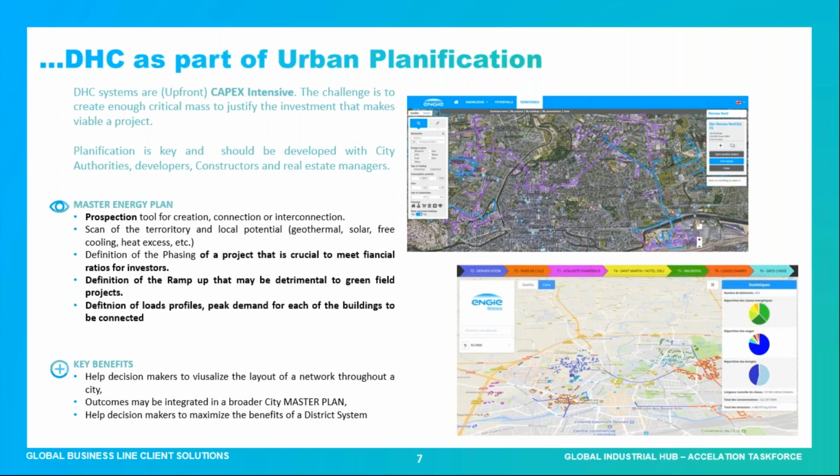What is critical for those systems is that they are capex intensive upfront. So if you want to be able to benefit from those systems, you will have to create or find the critical mass in terms of buildings connected to the system in order to justify the investment and to make it economically viable. So here again, urban planning is key.